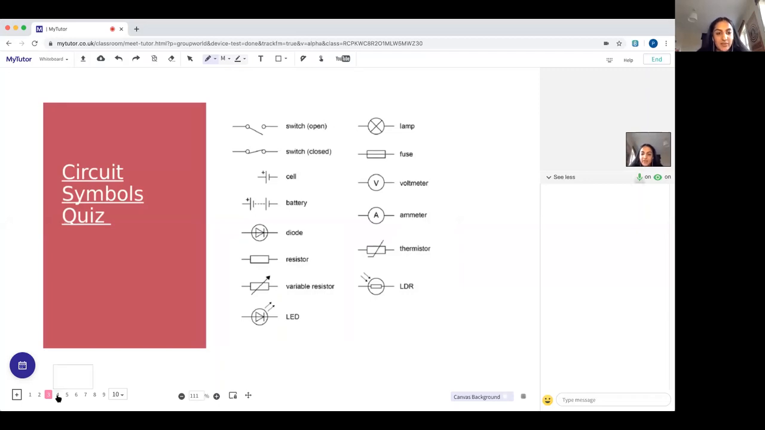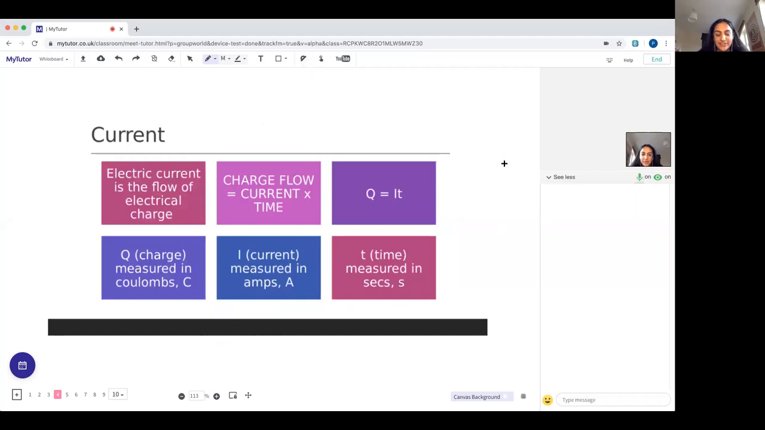Okay, so now that we know our circuit symbols, or refreshed them, we're going to talk a little bit about current. So you might already know that electric current is the flow of electrical charge, which comes in the form of electrons. Now, the equation that governs current is charge flow, Q, capital Q, equals current, which is I, times time, which is T. Okay, so our equation is Q equals IT.